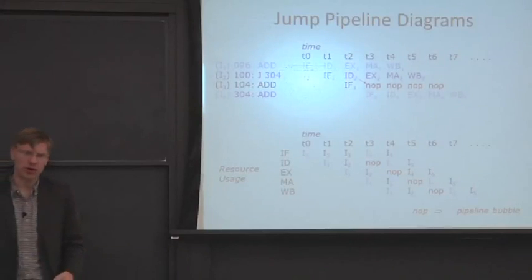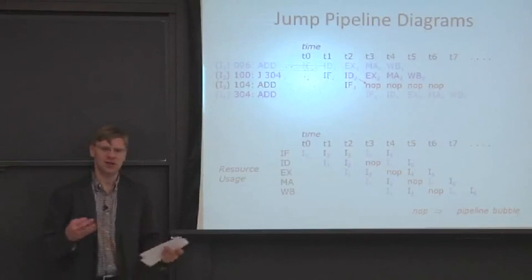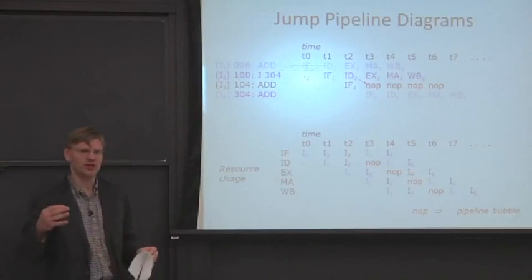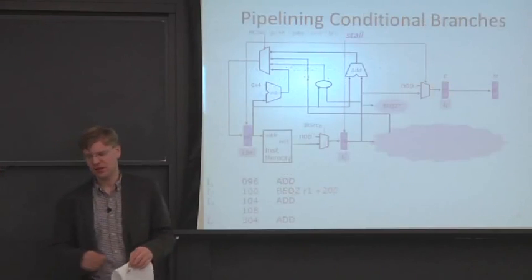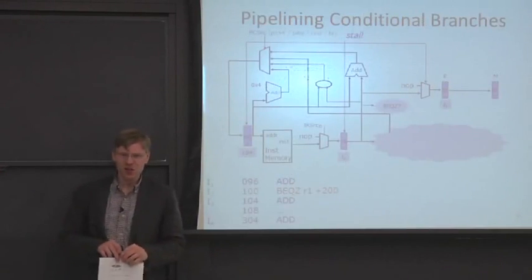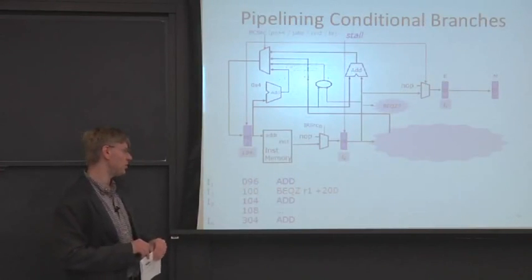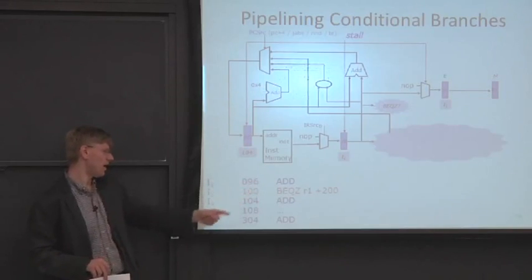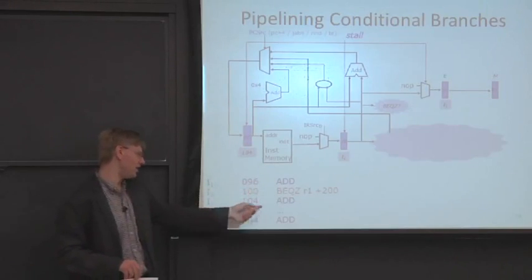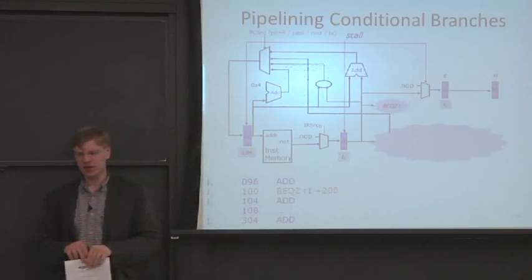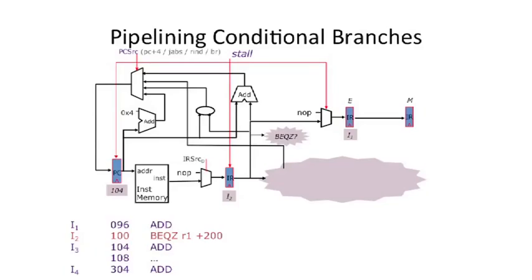Let's look at a little bit more complicated case. We talked about control hazards due to jumps. Let's put the control hazard one cycle later. And a good example of that is something like a conditional branch. So here we have a piece of code, add, branch, and it's branching to 200 bytes into the future.